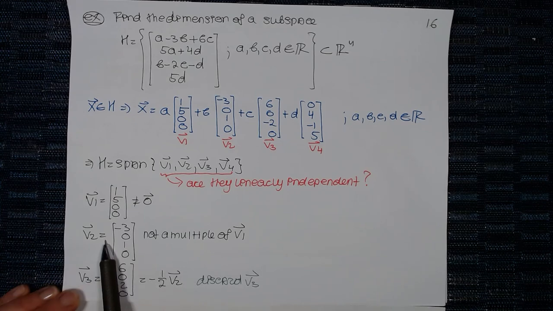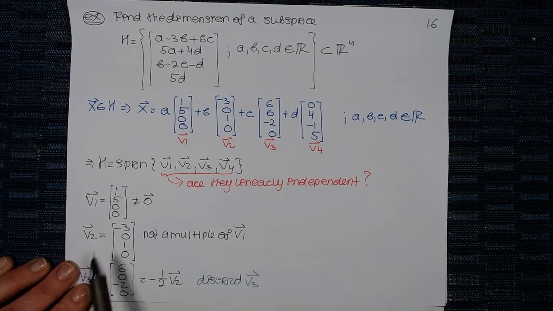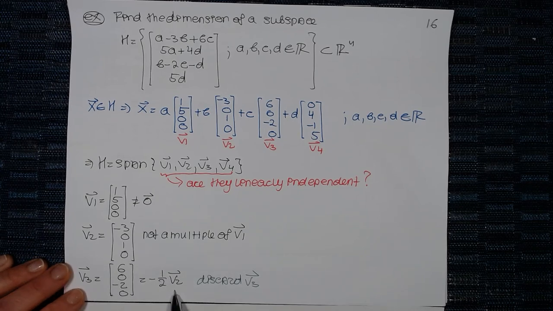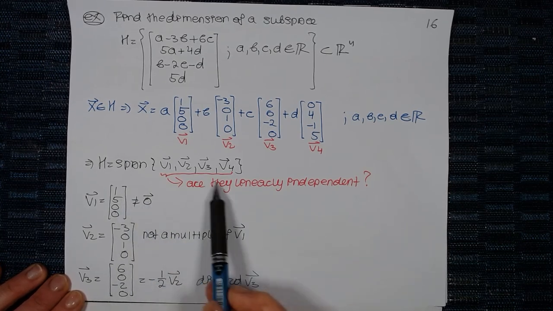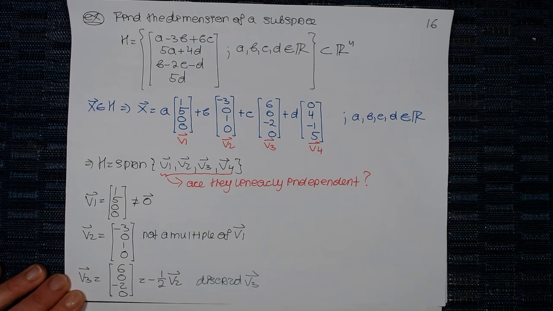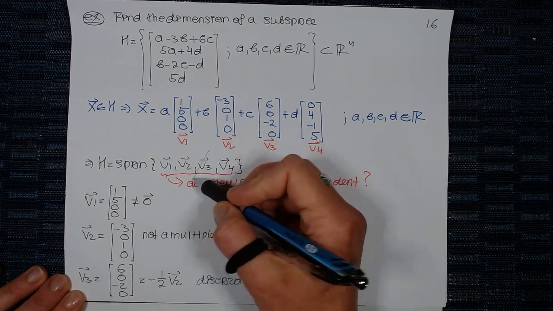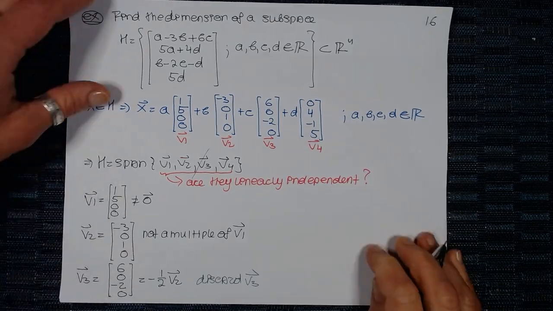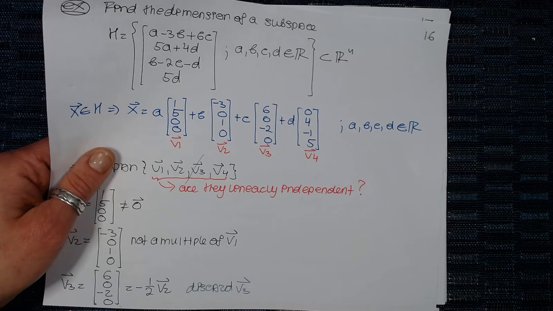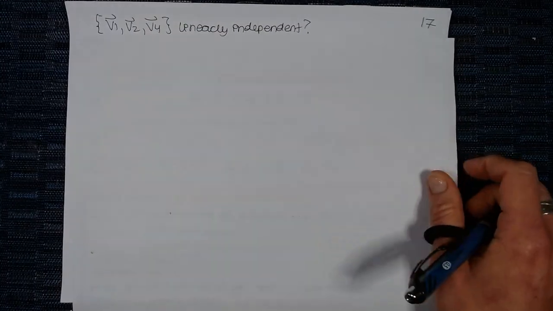So remember our theorem we did last time: if I get to one vector that's a linear combination of the previous ones in my set, I can discard it and my span does not change because of it. So if I just completely remove my V3, the span is going to be exactly the same. All right, so I'll discard V3. My span will be exactly the same.